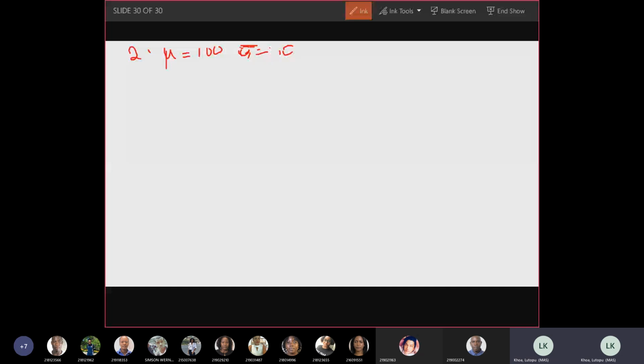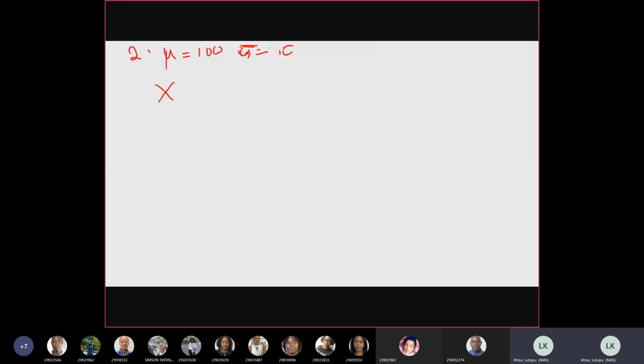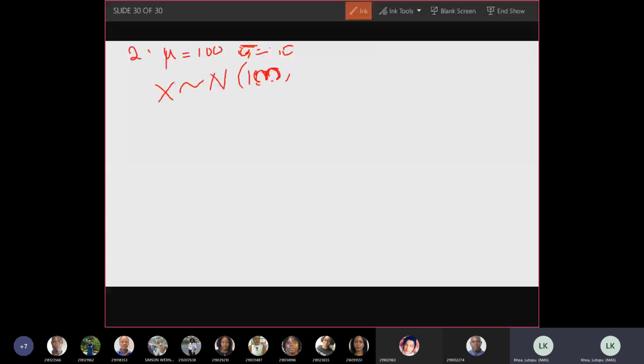If you are asked to write that symbolically, you would say that X is normally distributed, and then the first number is mu. Then the second one is your variance, not your standard deviation. So you would square that, and this is 100. My pen is not working anymore.